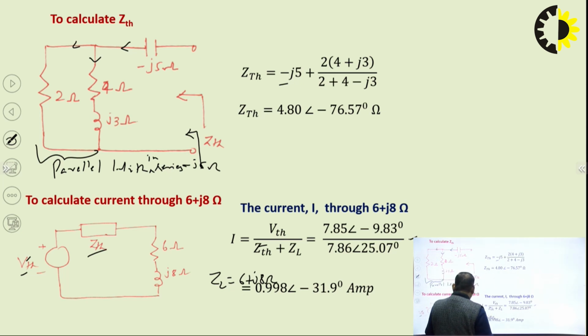So, the current through this 6 plus j8 ohm impedance will be this one.